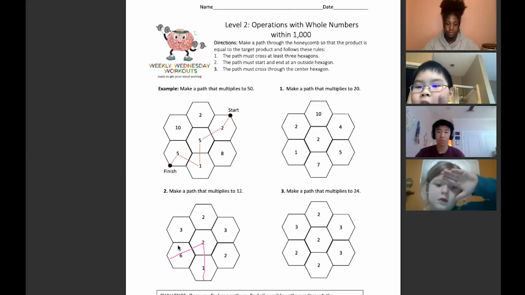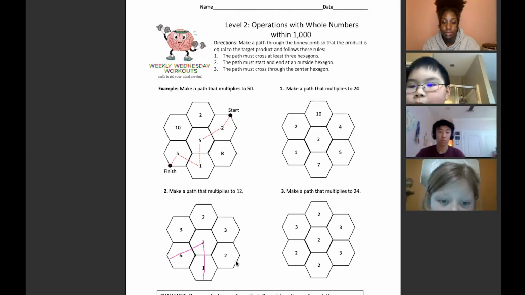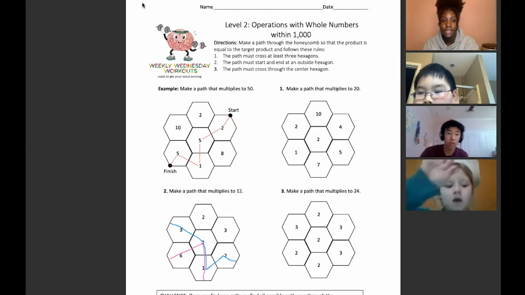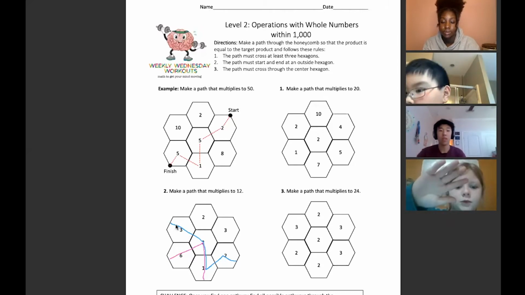So you start with a 2 that's on the outside corner. Then you connect it to the 1. Then you connect it to the 2 in the middle. Then you connect it to the 3. Very good job. 2 times 1 times 2 times 3 is 12. Good job, Max. That also works.